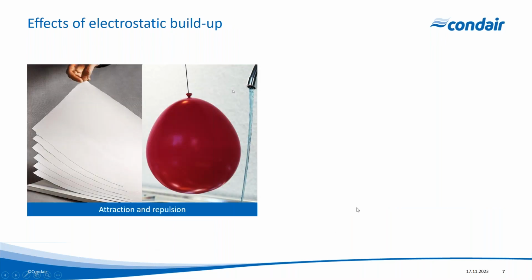So what are the effects of this? Well, we can get attraction and repulsion. If we get an object that is in contact and then separated, contact and separated, and so on, and we get two objects where one is negatively charged and one is positively charged, there'll be attraction. And here you can see the paper sticking together.